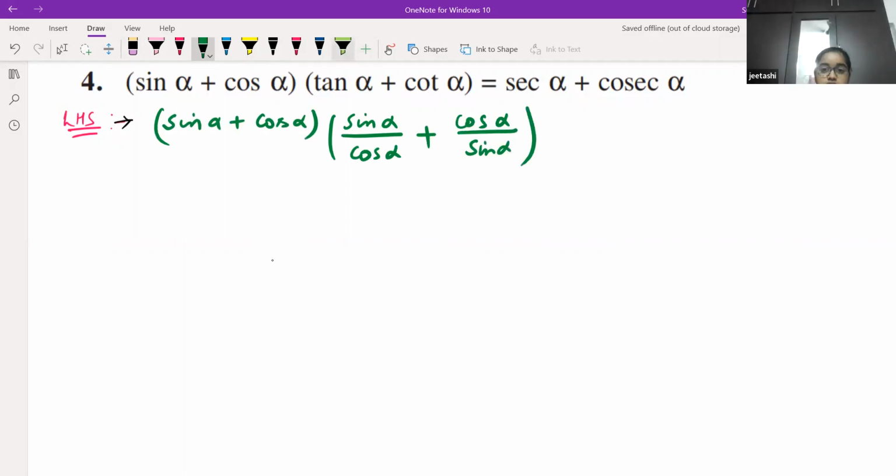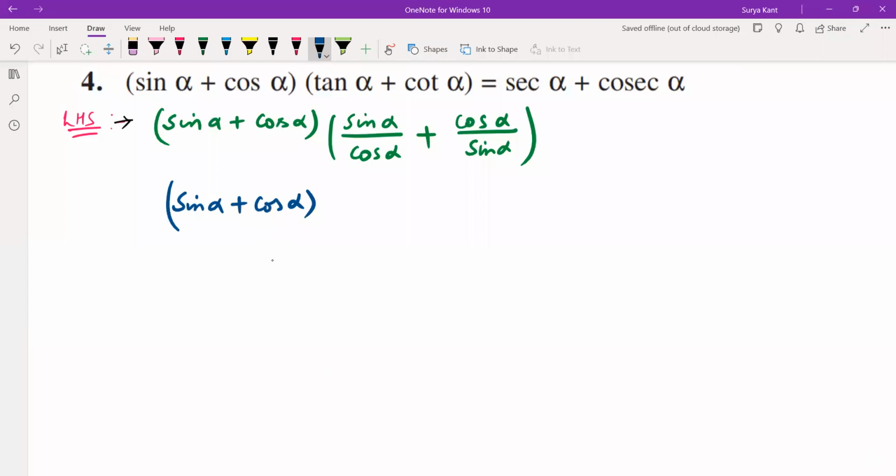Okay. So next step, what can we do? Tell me, Jitashi, the next step. Sir, multiplying, sir. Who wants to say? Yes, tell me, Nityashree. We have to find the LCM. We have to cross multiply or find the LCM. Okay. The LCM is sine alpha cos alpha. Then what should you write up there?